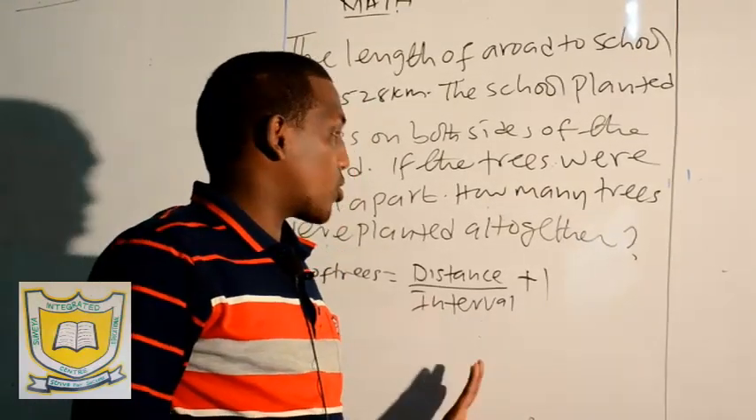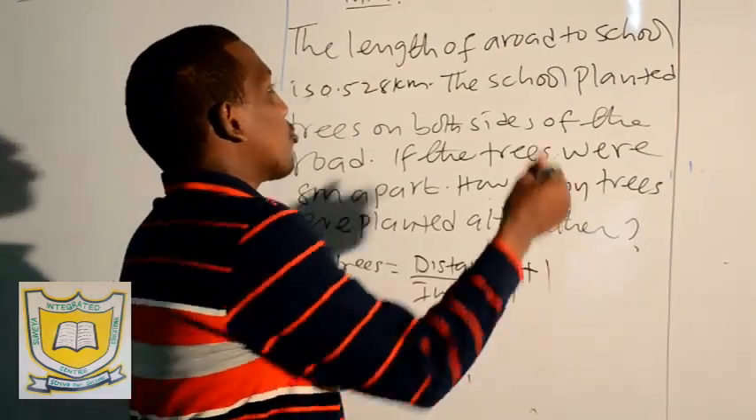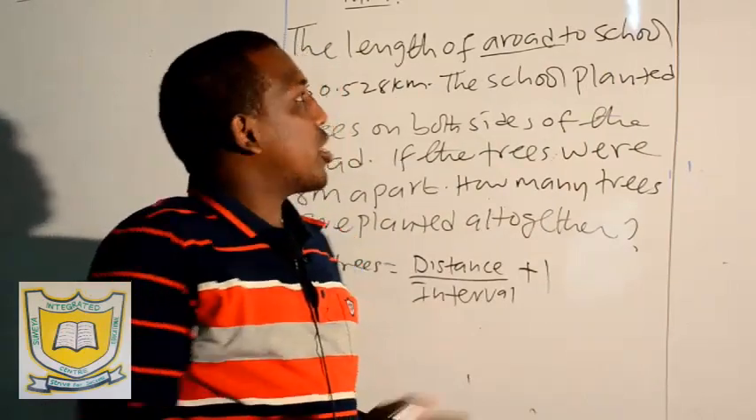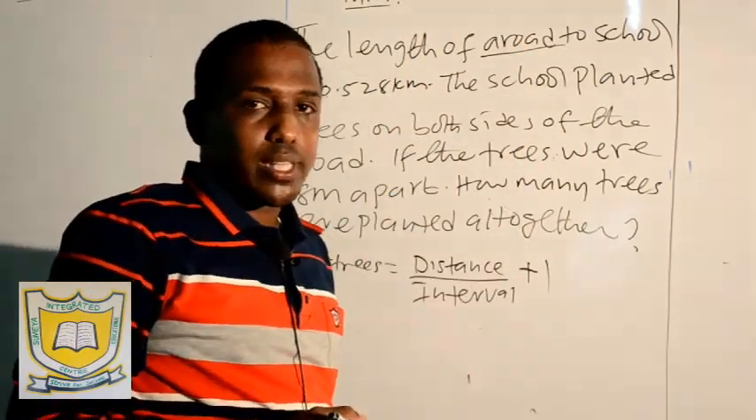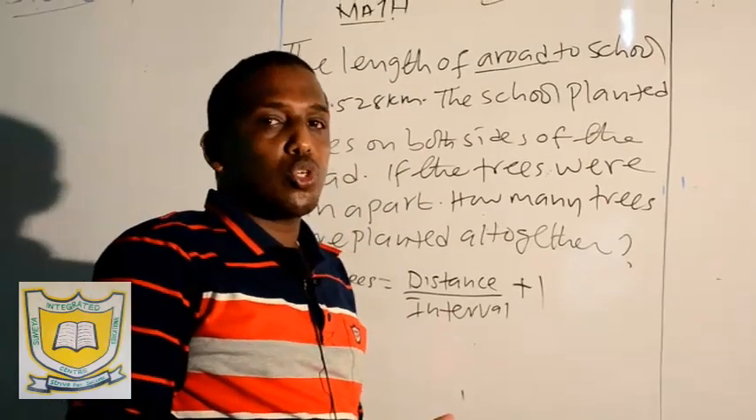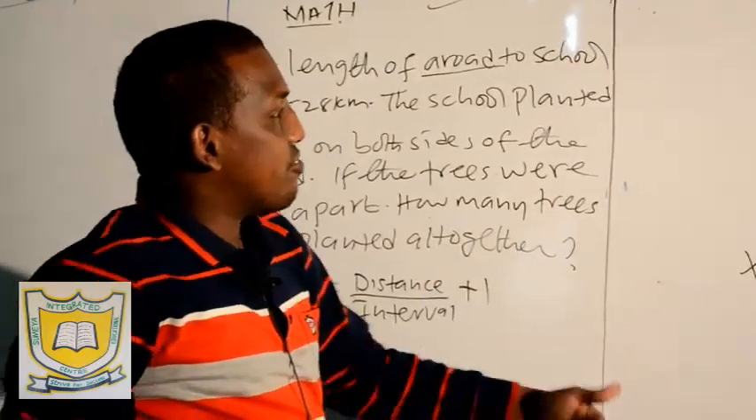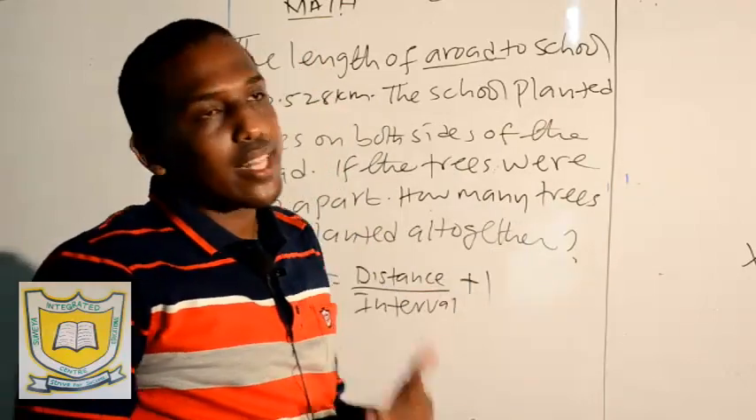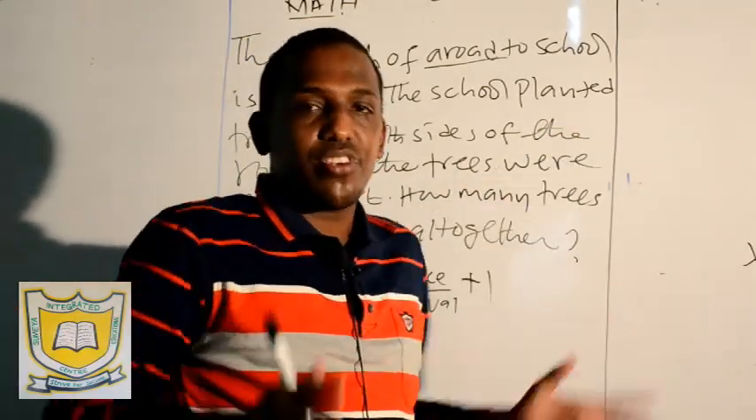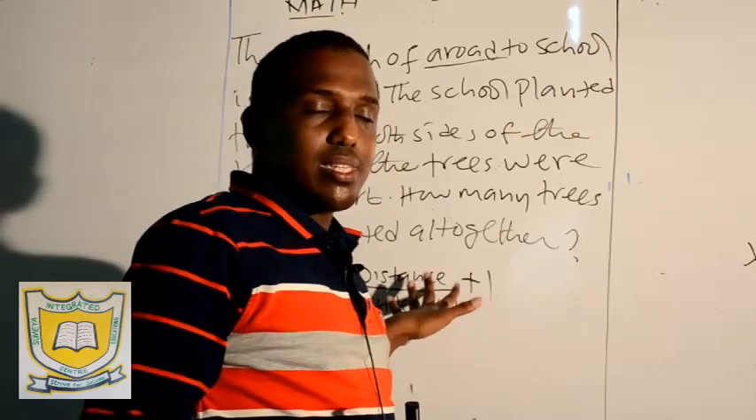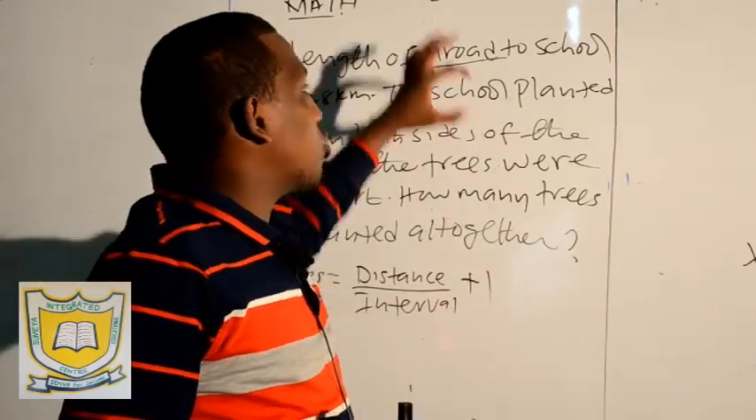How do we know whether it's open? Because they say the length of a road. When you hear road or a path, that one is automatically open. Or when they mention a figure and say the figure has a gate, for example, the rectangle has a gate, it means that the figure is an open figure. So the formula is the same: distance over interval plus one. So this one is a road.